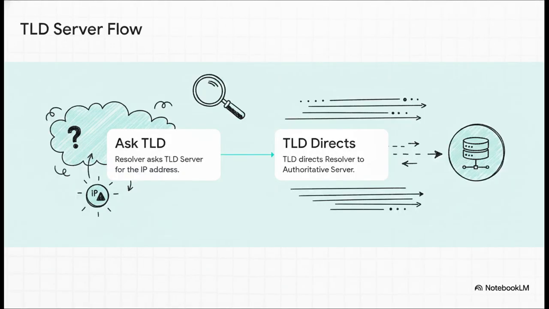And just like before, the TLD server is basically acting as a middleman. In step 1, the resolver asks this TLD server for the IP address. In step 2, the TLD server responds by sending the resolver just one step further down the chain. It directs our hardworking ISP resolver to the absolute final level of our hierarchy.